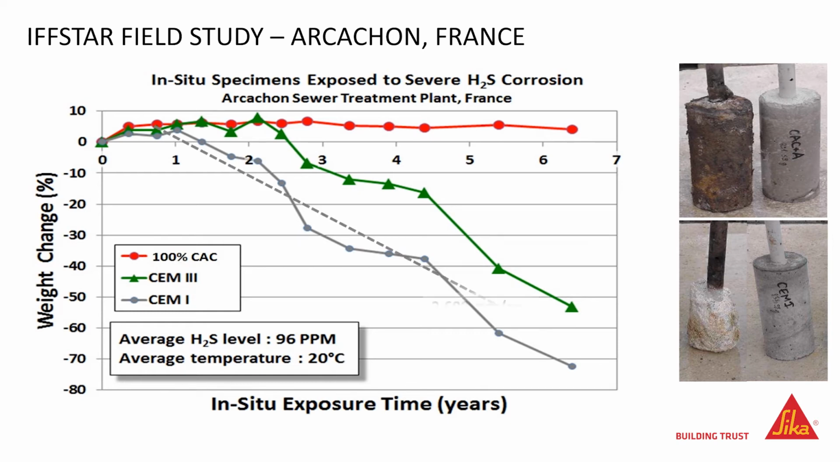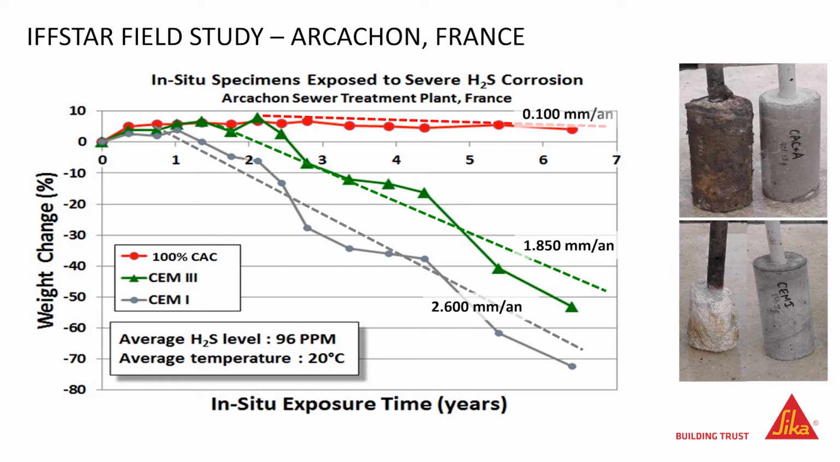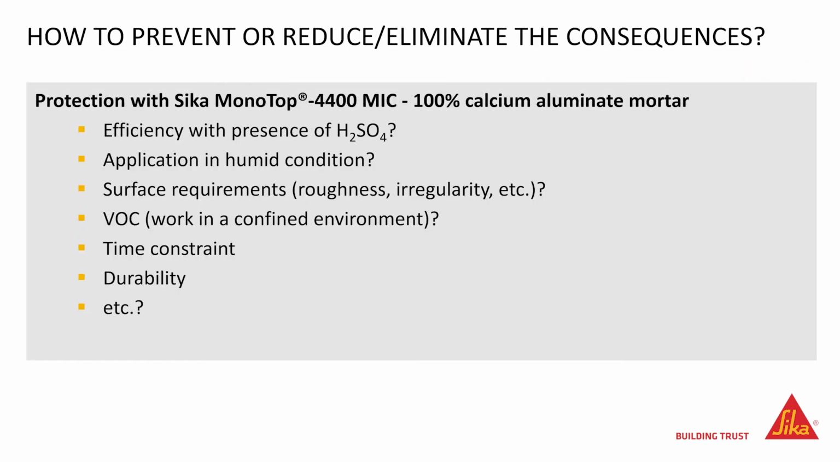Data in this field experiment shows that a 100% calcium aluminate specimen has a deterioration rate of only 100 microns per year. This is backed up by field results where, 23 years after application, the mortar surface is still sound and the pH was measured at around 3 to 4. The very low degradation rate of the aluminate mortar confirms the visual aspect of the specimens after this period.